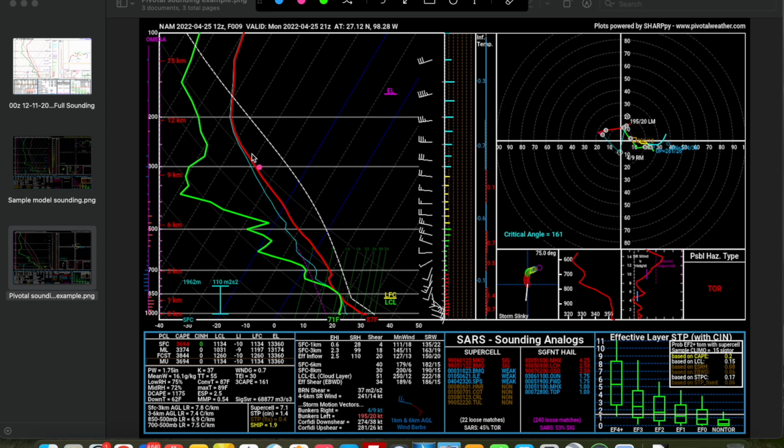You can tell by this environment: high instability, very low shear. This is not going to be a tornado environment. It's going to be a very high CAPE, low-level shear environment. Definitely a supercell environment. We can see deep layer shear at 40 knots here, but low-level shear is almost non-existent here.